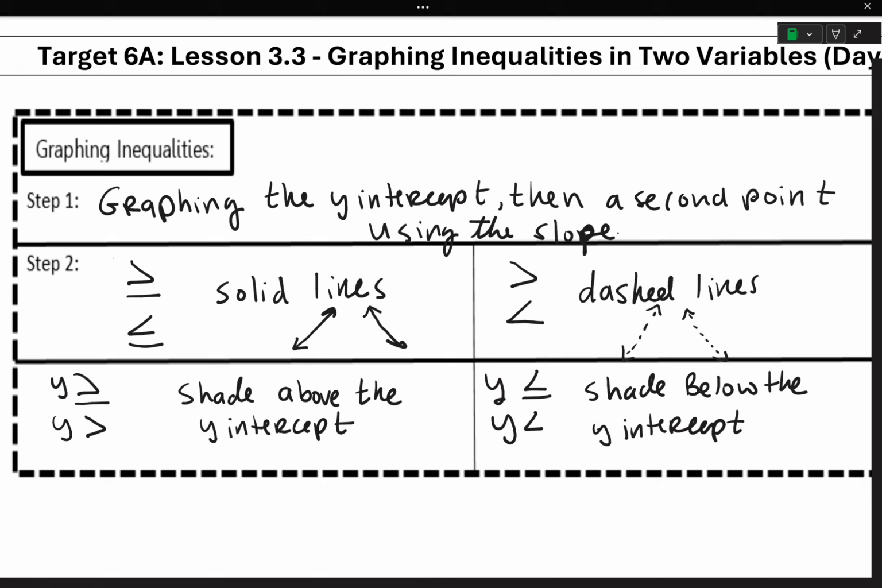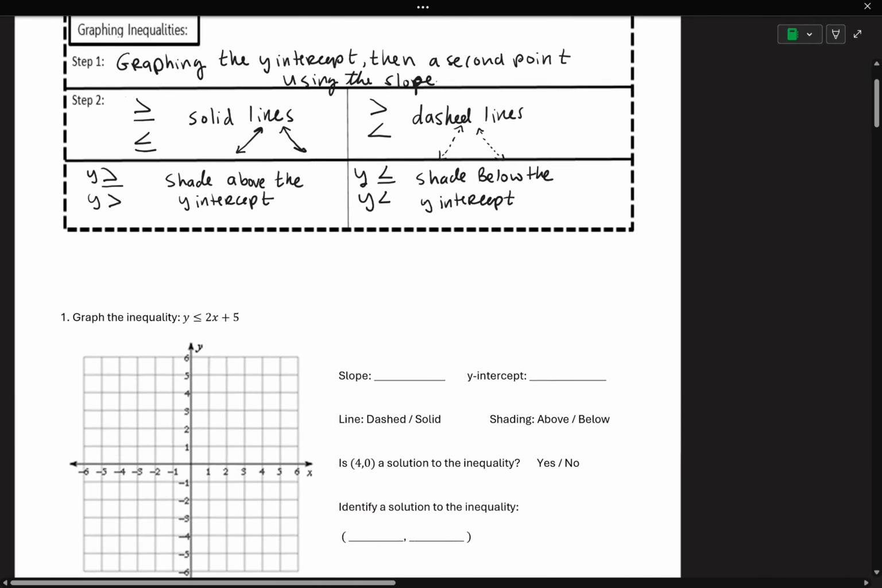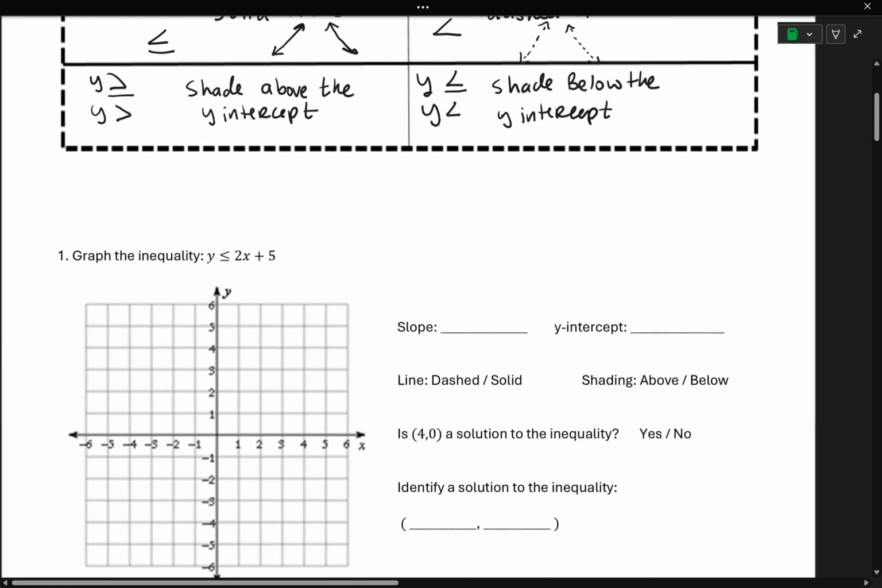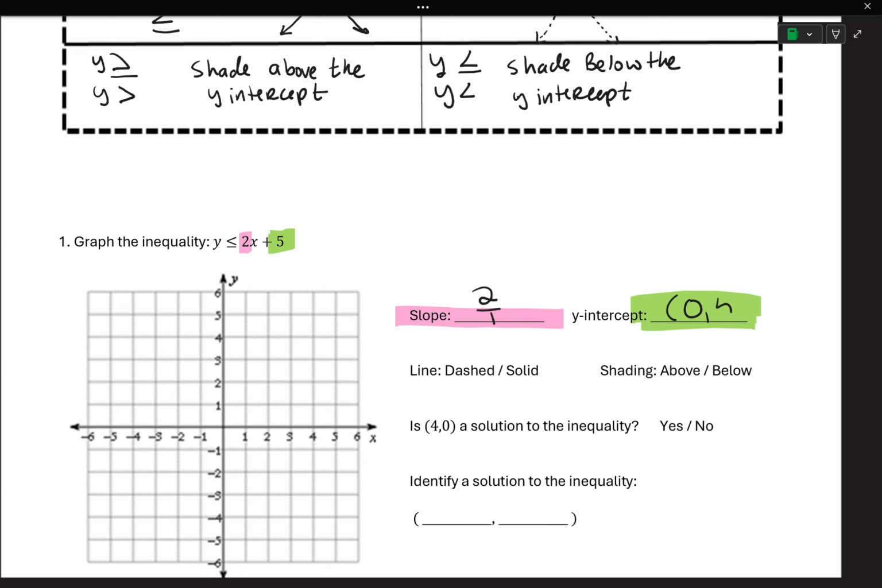Okay, let's do all of that, because that's just a bunch of things to write down to guide us, but let's check it out. In number 1, I'd like to graph the inequality y is greater than or equal to 2x plus 5. First, let's identify the slope and the y-intercept. This is my slope. It's 2, so really it's 2 over 1. And then here's our y-intercept, so our y-intercept is 0, 5.